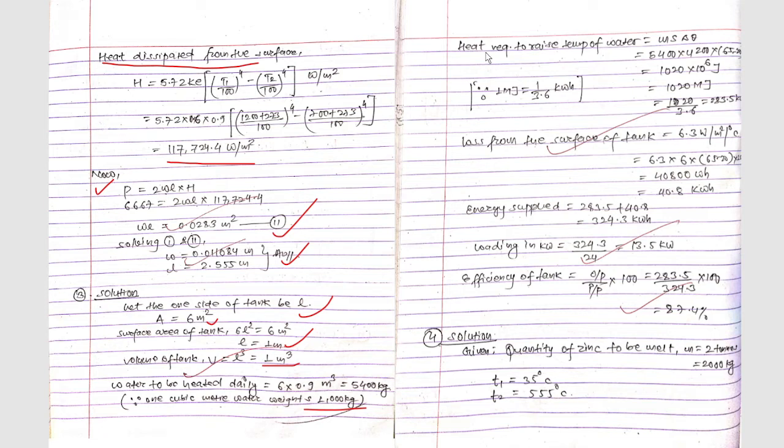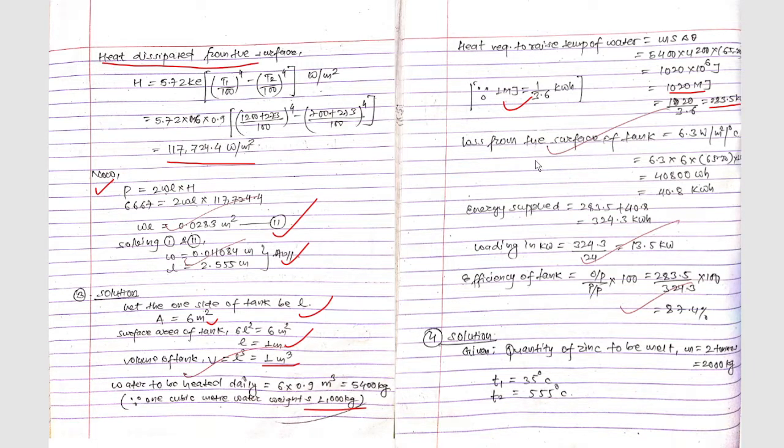Now the heat required to raise the temperature of water has the formula m s del theta, and all the values are given: the value of m is given, the specific heat is also given, and del theta, the temperature difference, is also given. So we will get 1020 into 10 power 6 joule, which is 1020 megajoules. And we know 1 megajoule is equivalent to 1 upon 3.6 kilowatt hour. So if you divide by 3.6, we will get the result in kilowatt hours, which is 283.5 kilowatt hour.